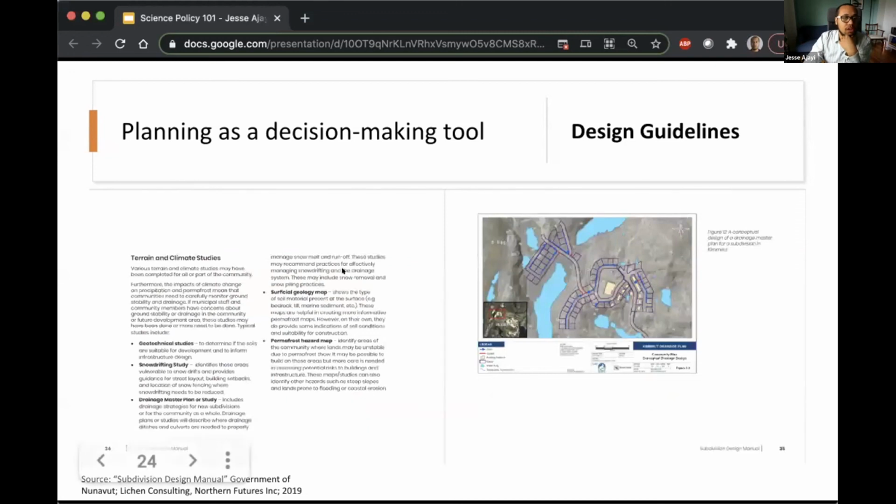I'll just use one more. We just talked about the pre-planning process. So before you do detailed design for a subdivision, where you're sort of selecting your land, you're selecting your sites, we included snow drifting studies, drainage plans, recognizing how important it is not to have standing water and the effect that has on permafrost, surficial geology mapping, and permafrost hazard mapping. So just talking a little bit about and familiarizing local decision makers with these tools and identifying them as a key part of the pre-planning stage.